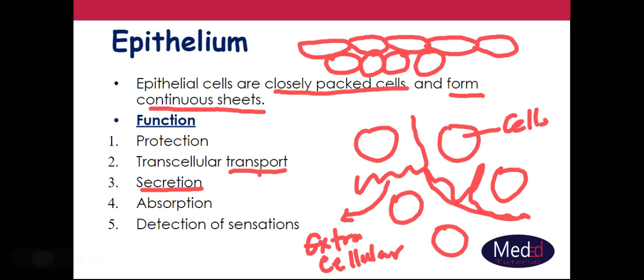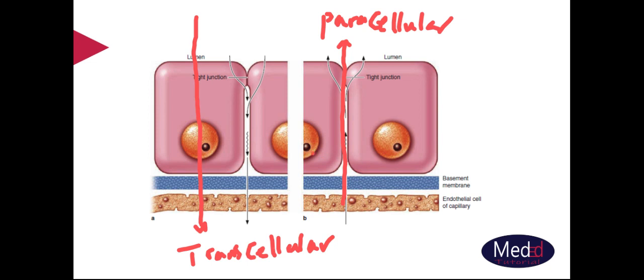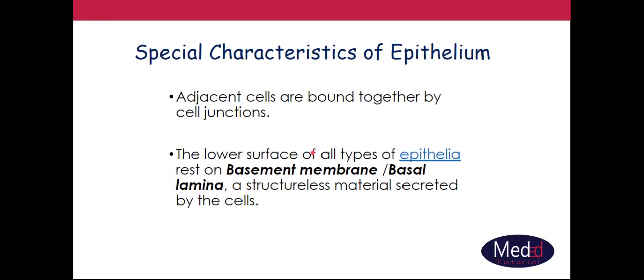Another thing epithelial tissue helps to do is detection of sensation. Some of them serve as receptors on the skin, and in that way they help in detection of sensation. Those are the functions of epithelial tissue that you need to take note of.